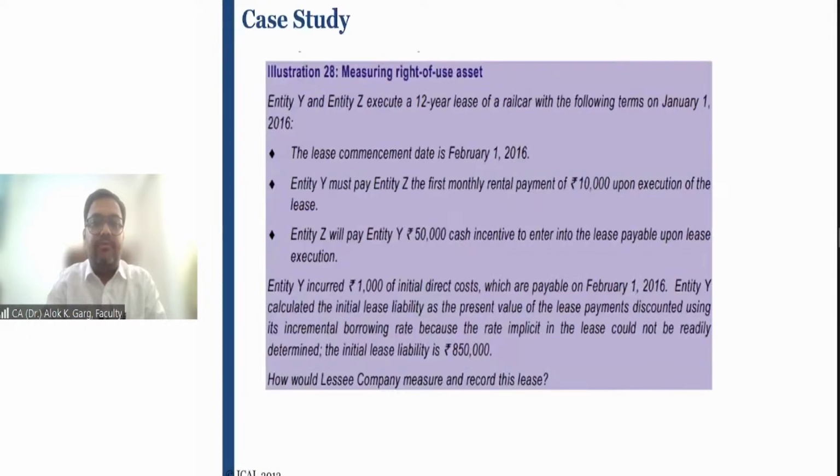Now let's go back to illustration number 28, measuring right of use asset. Entity Y and entity Z execute a 12-year lease of a rail car with the following terms on 1st January 2016. Commencement date is 1st February. It is given in the question. The inception date is where the terms were agreed, so lease inception date is 1st January.